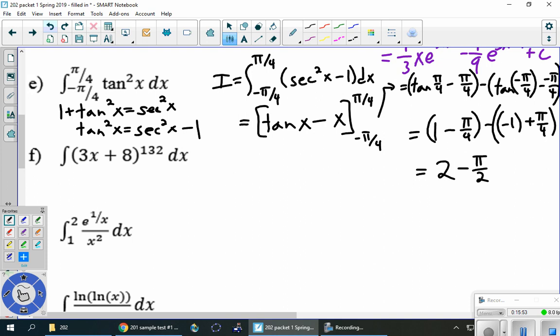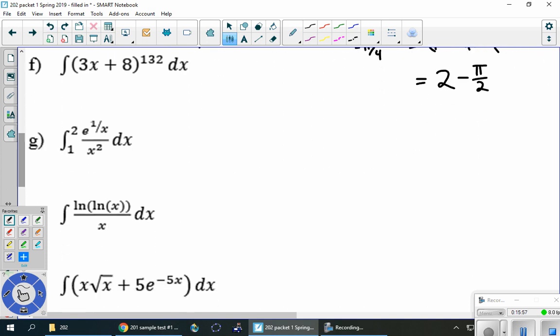Okay, part F, integral (3x plus 8) to the 132. Okay, that 132 might seem daunting. Don't let it intimidate you. It's just the power. And if we let u equal the stuff in the parentheses, it's just going to become u to the 132, which is no problem. What is the derivative of the stuff in the parentheses? It's just plain 3. That's great because I don't have any x's I need to worry about canceling over here. So I think we've got our technique.